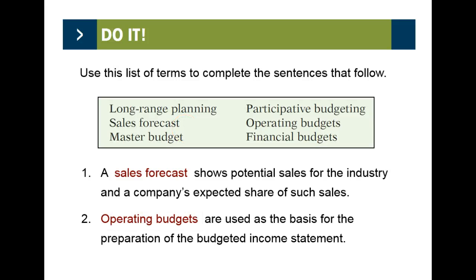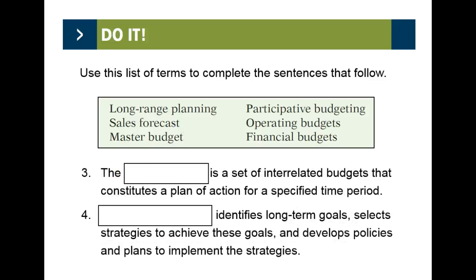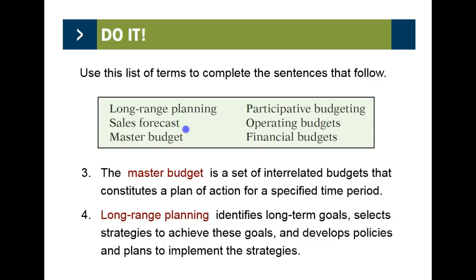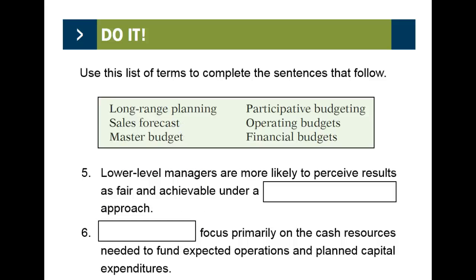Who said operating budgets? The blank is a set of interrelated budgets that constitutes a plan of action for a specified time period. Blank identifies long-term goals, selects strategies to achieve these goals, and develops policies and plans to implement the strategies. This is a good matching, isn't it? Lower-level managers are more likely to perceive results as fair and achievable under a blank approach. Blank focus primarily on the cash resources needed to fund expected operations and planned capital expenditures.